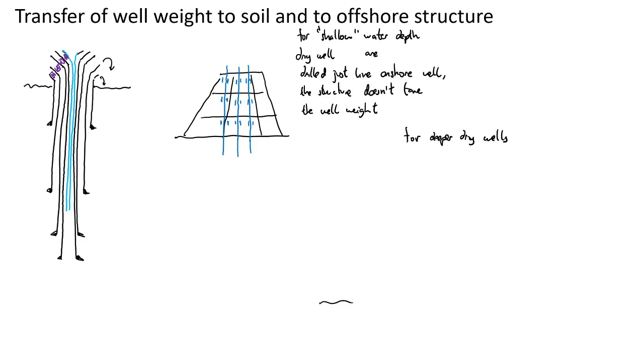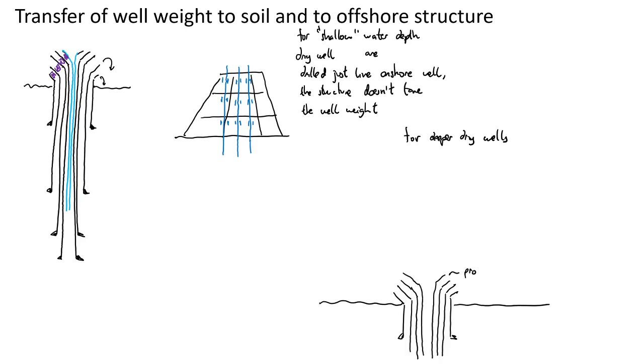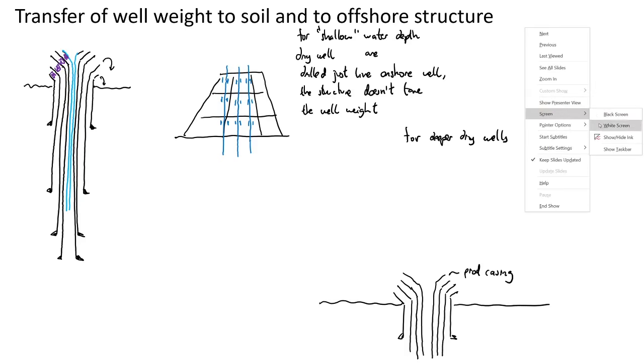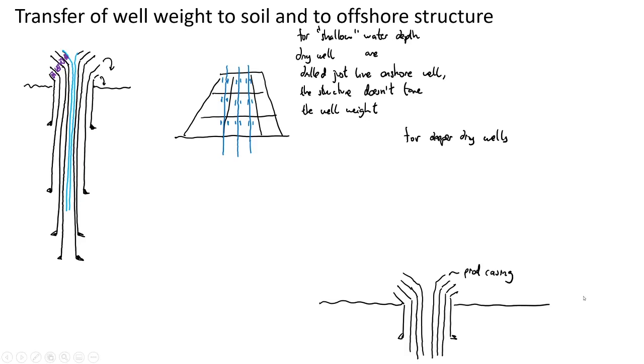So you have also on the seabed the conductor, and let's draw here also the surface casing, intermediate casing, and the production casing. This is the production casing. And there, all of them are actually transferring the weight to the seabed directly. But what you have here is that this will be your subsea wellhead.